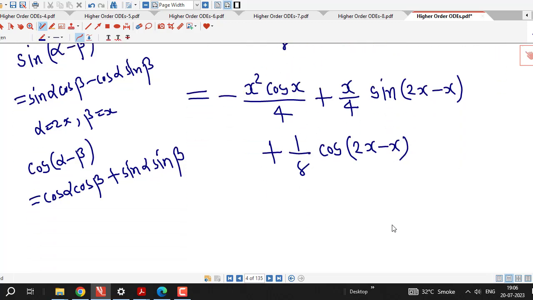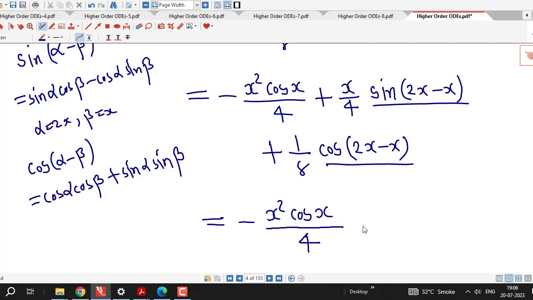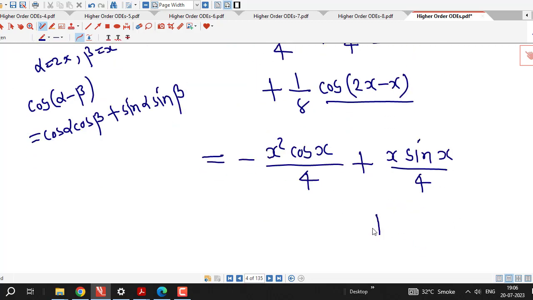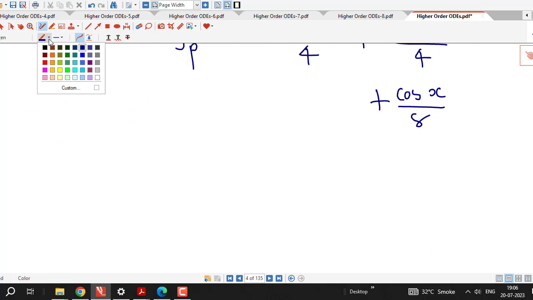So now we can write this simplified form. This is nothing but sin x and this is cos x, and we are having a nice form for the particular solution: minus x square cos x by 4 plus x times sin x divided by 4 plus cosine of x divided by 8. So this is the particular integral or particular solution, and finally we have to write down the general solution.